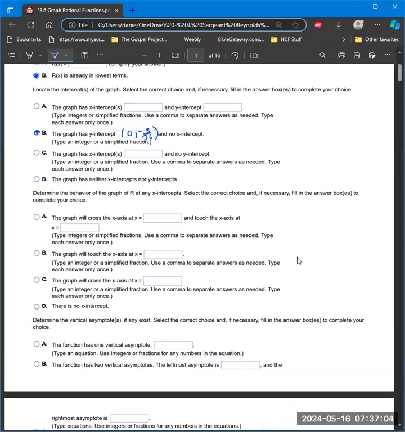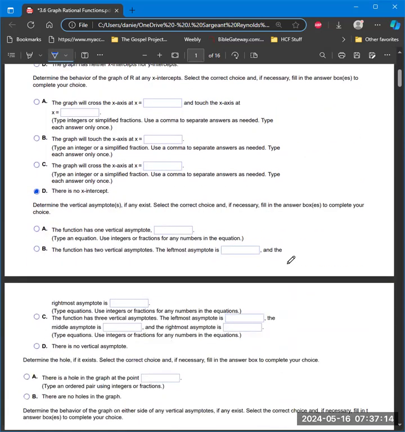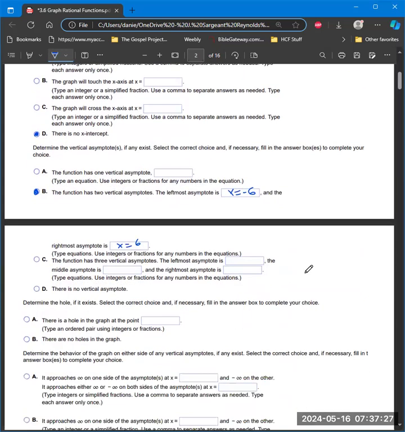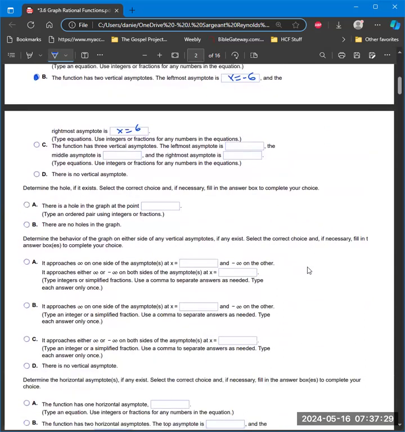Determine the behavior of the graph of R at any x-intercepts. There are no x-intercepts. Determine the vertical asymptotes. There are 2 vertical asymptotes. X equals negative 6 and x equals 6. Determine any holes. There are no holes because there were no factors that canceled out.